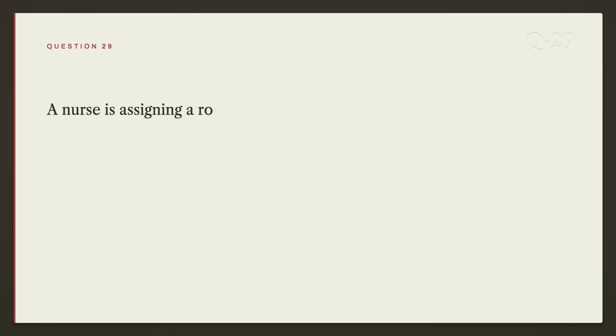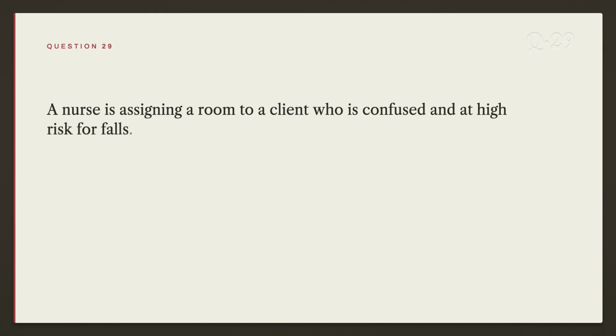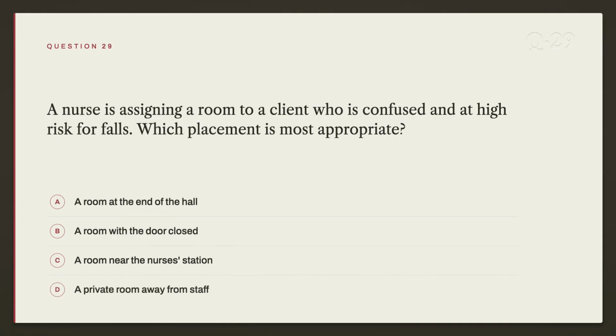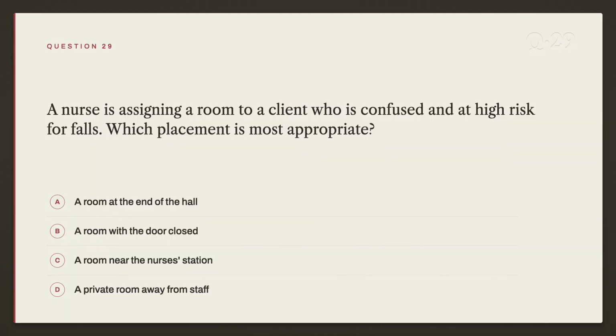Question 29. A nurse is assigning a room to a client who is confused and at high risk for falls. Which placement is most appropriate? Your options are A. A room at the end of the hall. B. A room with the door closed. C. A room near the nurse's station. D. A private room away from staff. Pick one. Trust your gut. Here's your chance to test yourself.